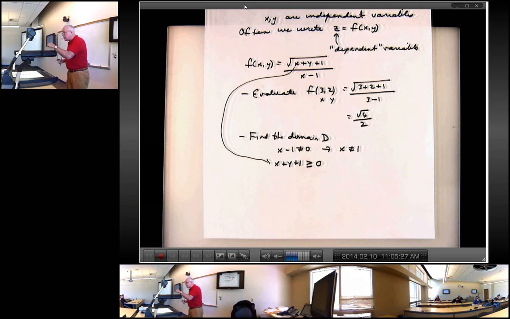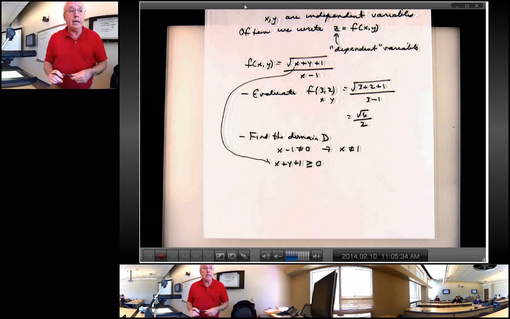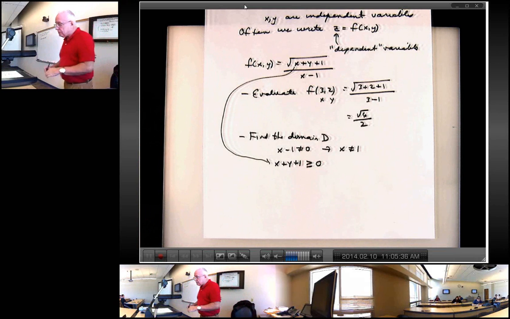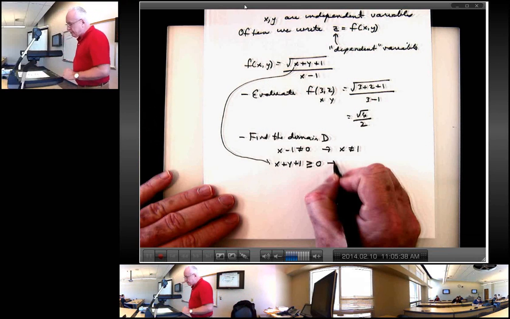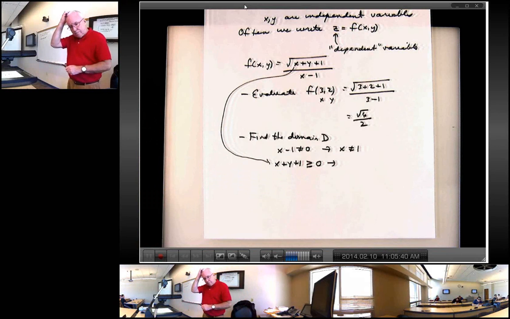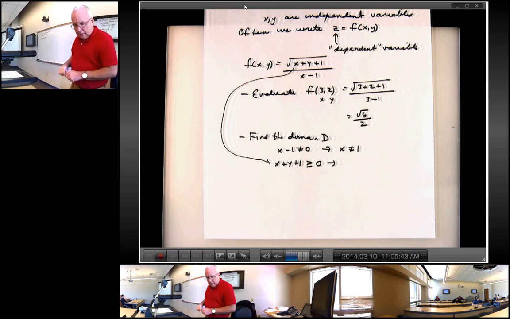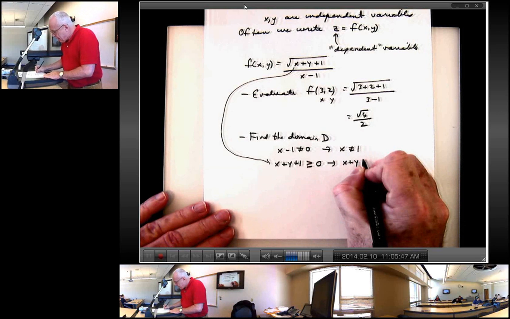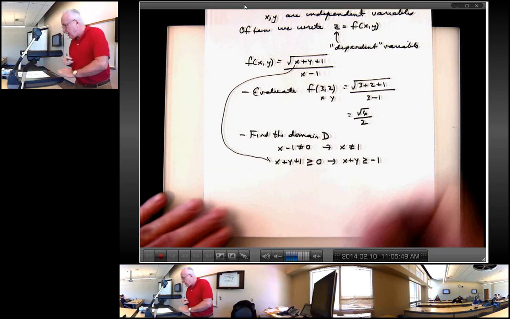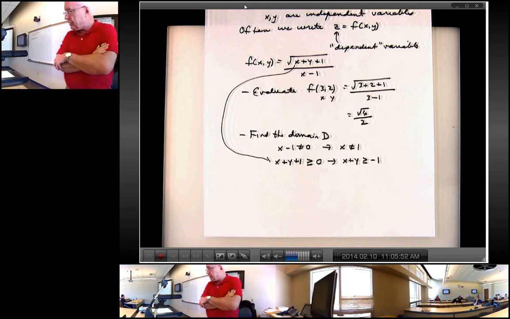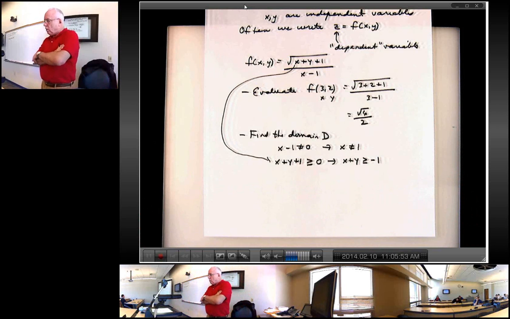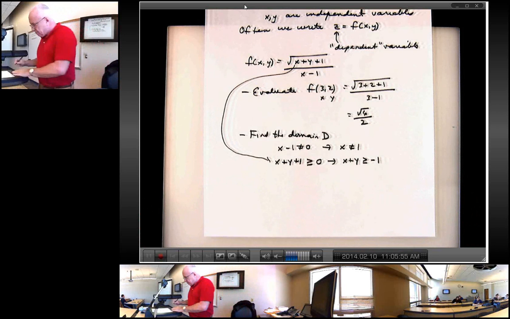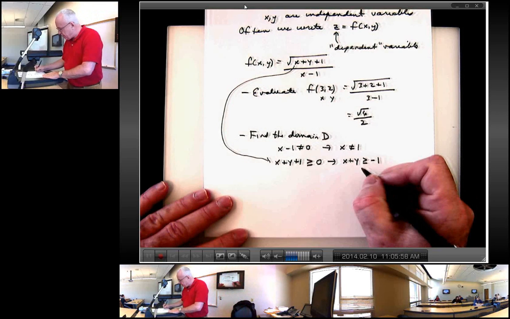If it were in the denominator, it couldn't equal 0, but it's in the numerator. We can have the square root of 0. That's okay to have. All right, so what does this tell us? x plus y plus 1 is greater than or equal to 0. That means x plus y, when we add them together, is greater than or equal to -1. That's good enough right there.